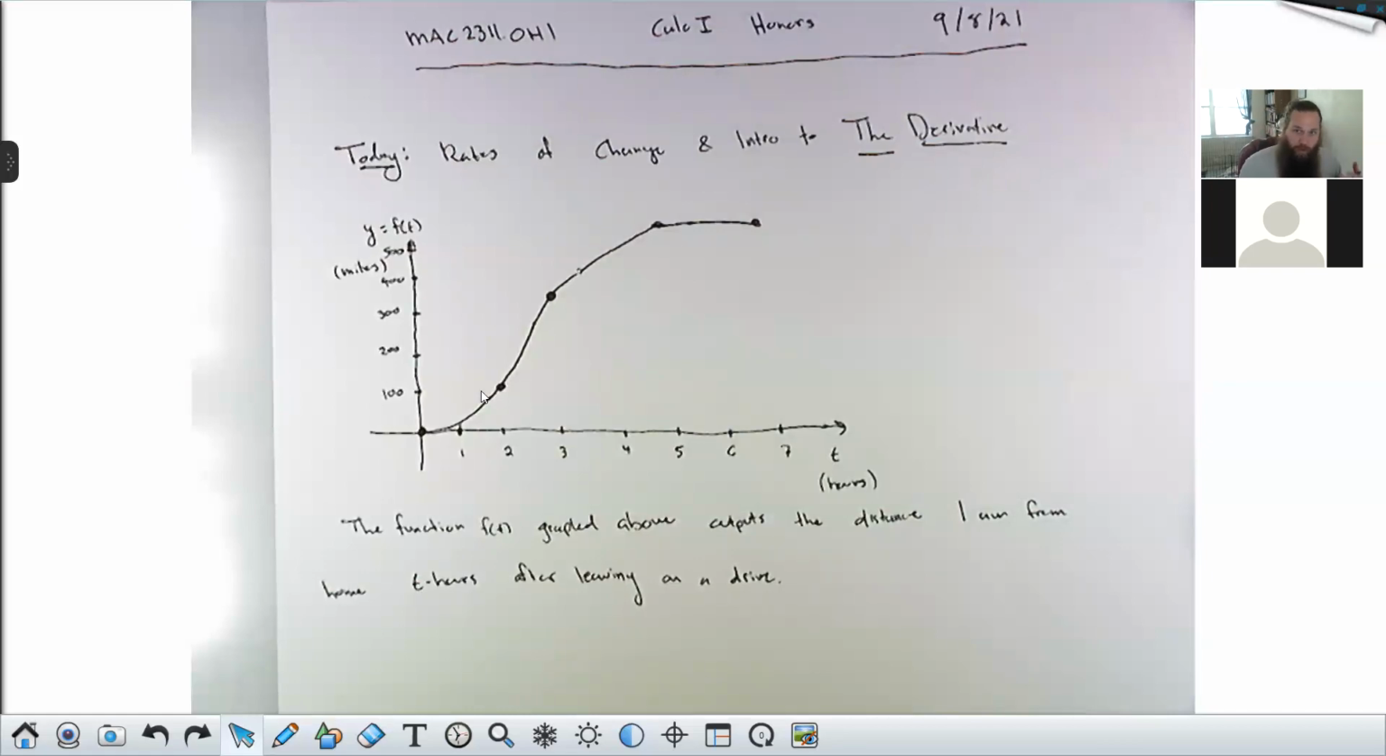So if you wanted to interpret what's going on here, I'm getting in the car at time t equals 0. I'm driving north. The y values along this graph are the distance I am from home, and the t values, or the inputs along this graph, are the time since I left. So for example, 2 hours after I left, I am 100 miles from home. 3 hours after I left, I am 300 miles from home, and so on. Maybe 350.